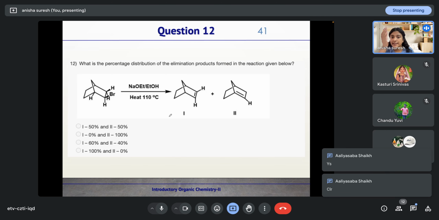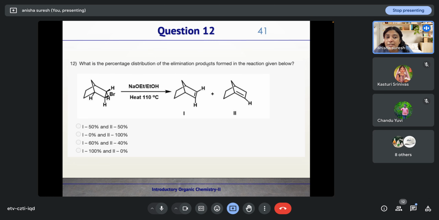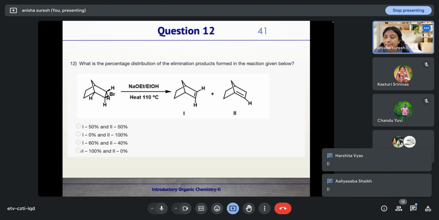Okay. Now coming to question number 12. What is the percentage distribution of the elimination products formed in the reaction given below? So here HBr elimination will be taking place in presence of this basic medium. So there is possibility of getting two products, 1 and 2. What will be the percentage distribution of these two products? Option D. What could be the reason?